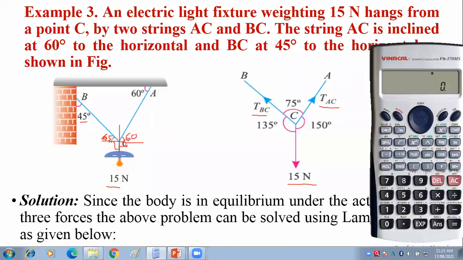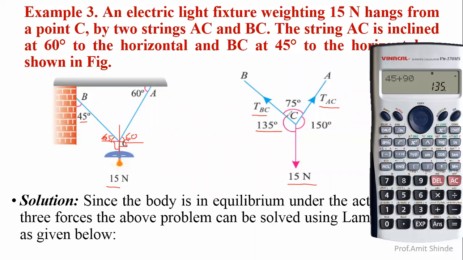Now this 45 plus this 90 becomes a 135 degree angle. It means that from the BC line to this vertical force, this angle will be 135 degrees. Similarly over here on this side, this 90 degrees plus this 60 degrees becomes 150 degrees.